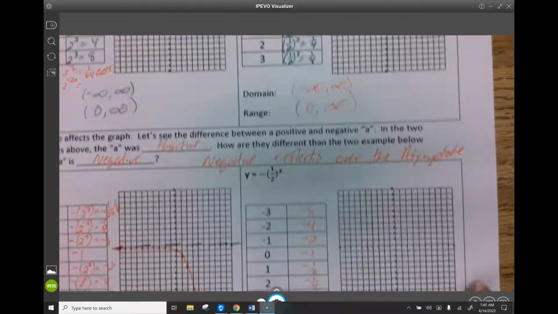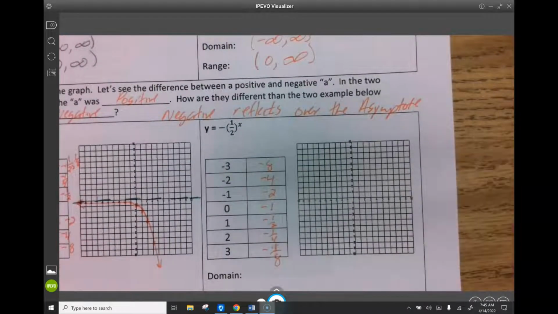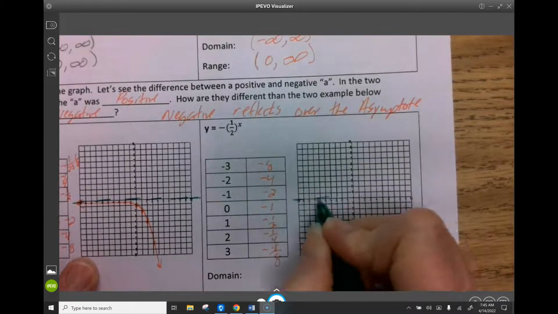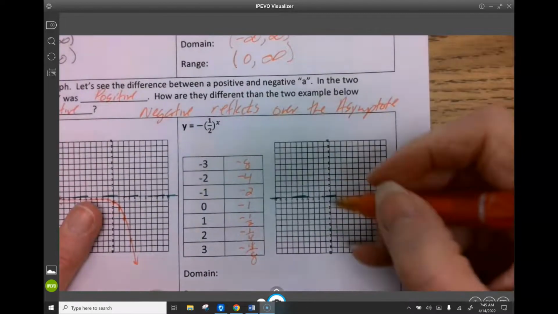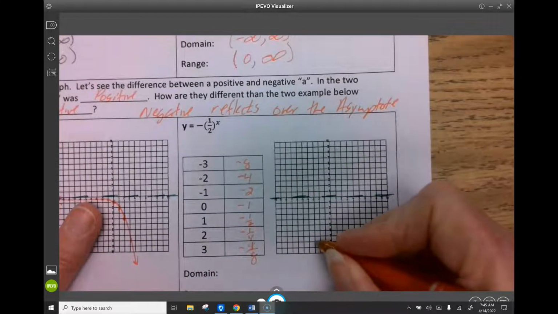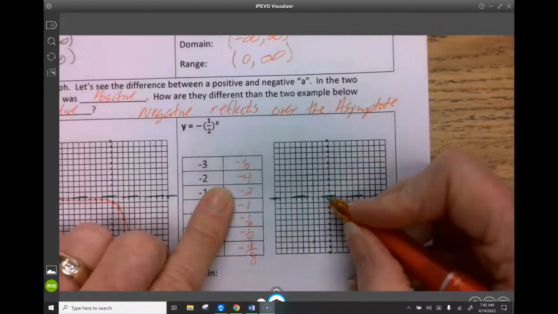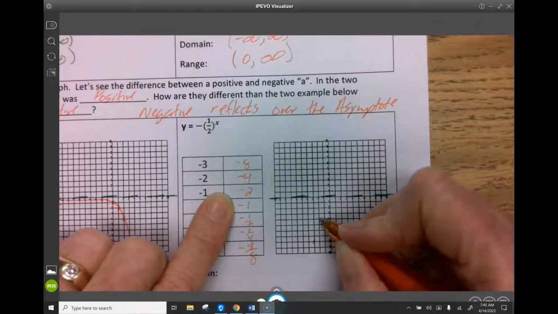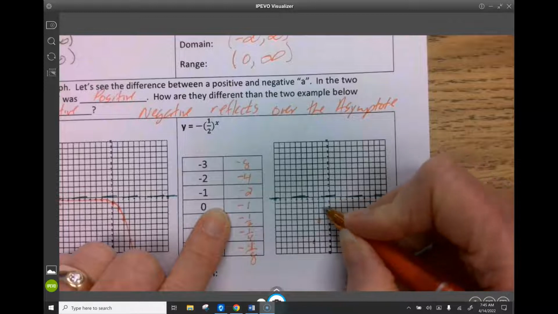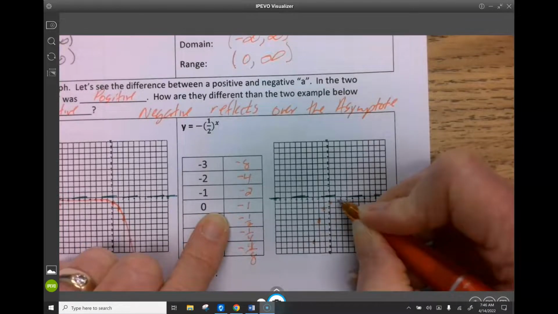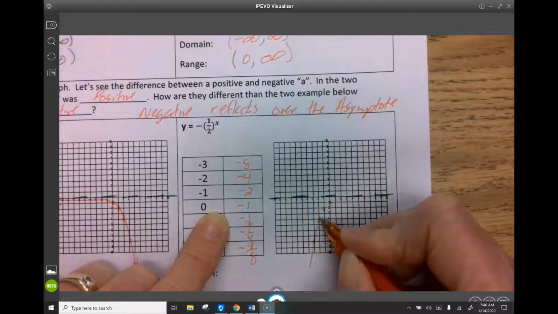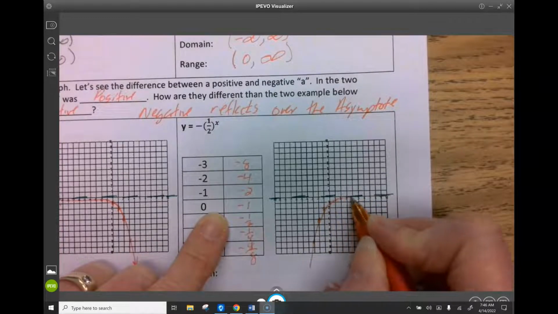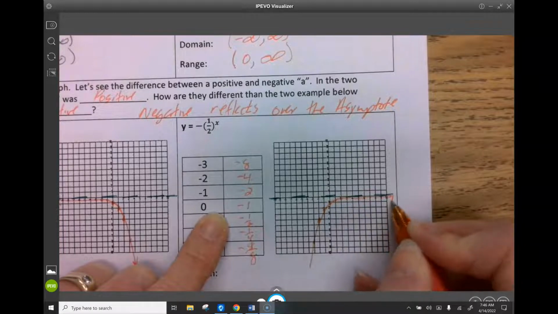Oh, I'll come back to domain and range. Sorry about that. Okay, I got too excited. So again, my asymptote on a parent function is going to be my x-axis. So this is just a reflection, but we're going to have 3 and negative 8. Negative 2 is negative 4. Okay, plot those points. And it gets closer and closer and closer. So it's going to come along and just gets closer and closer to that asymptote, which happens to be the x-axis right now.